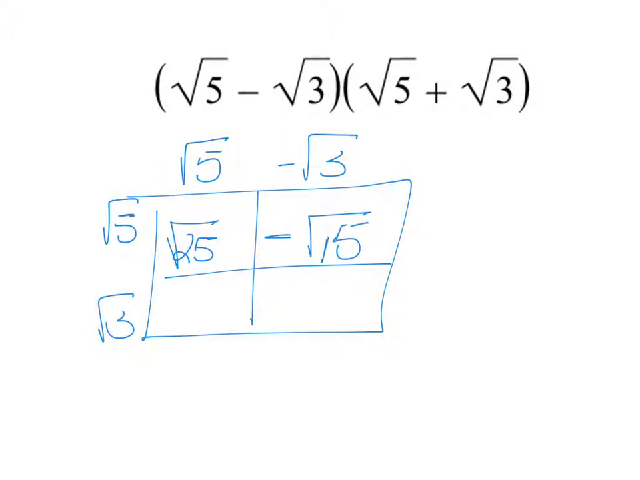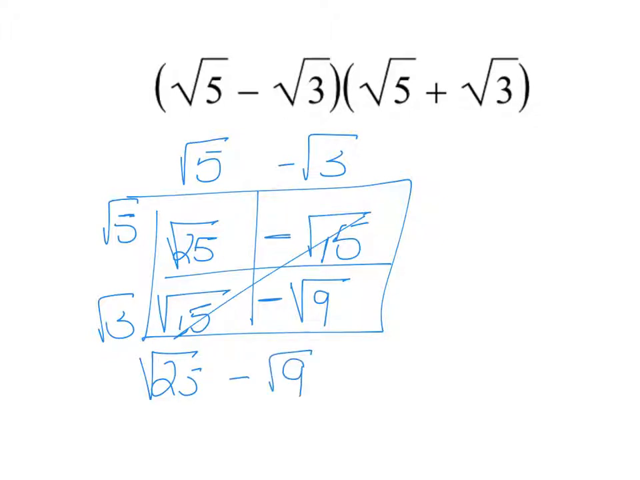And then the square root of 3 times the square root of positive 5 is a positive square root of 15. And then a negative times a positive is a negative, and this becomes the square root of 9. These will cancel because they're opposite signs. So I'm left with the square root of 25 minus the square root of 9. I can reduce 25 into 5, and 9 becomes 3, which gives me a final answer of just 2.